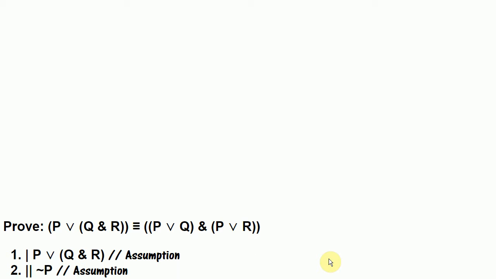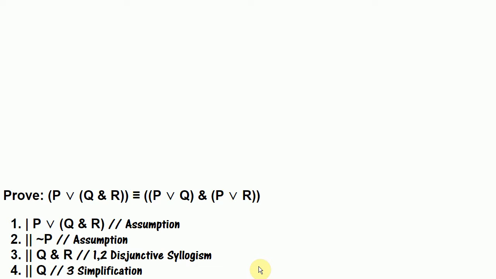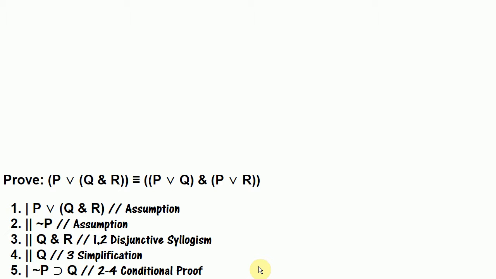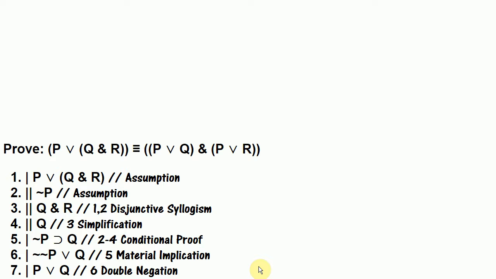So we start by assuming not P, because we want to get if not P, then Q, which will be equivalent to P or Q. So now that we have not P, we want to get Q. And Q is up here in this disjunct of this disjunction, P or Q and R. And we have not P, which is the denial of the first disjunct here, so we can use disjunctive syllogism to get Q and R. And now that we have that, we can just simplify it to get Q. And that lets us close off this conditional proof, and we get if not P, then Q. Through material implication, we change that to not P or Q. And through double negation, we change that to P or Q, which is the first disjunction that we're going after.